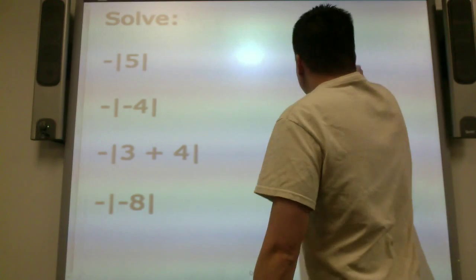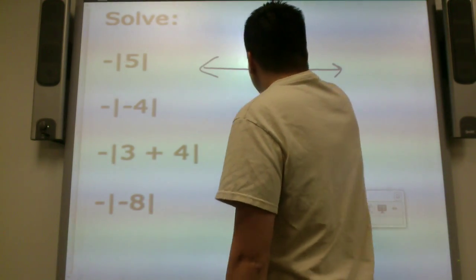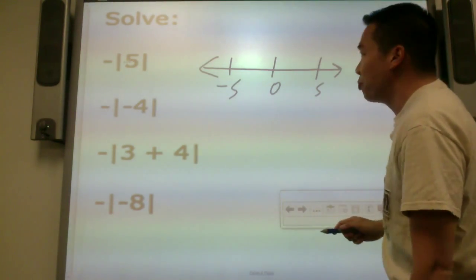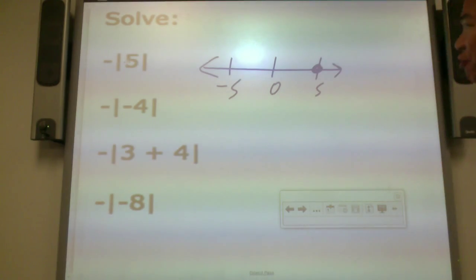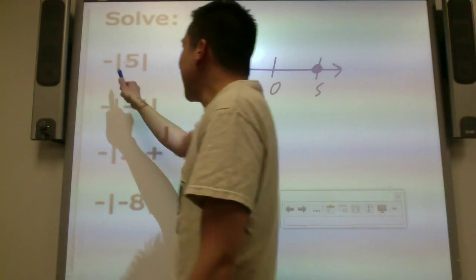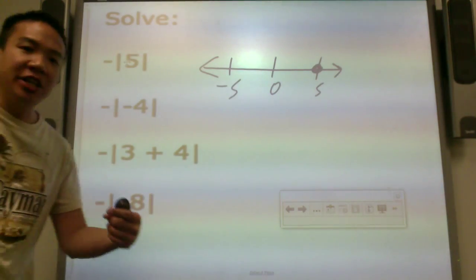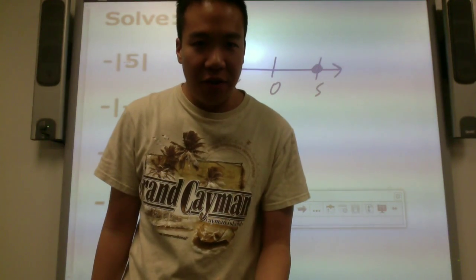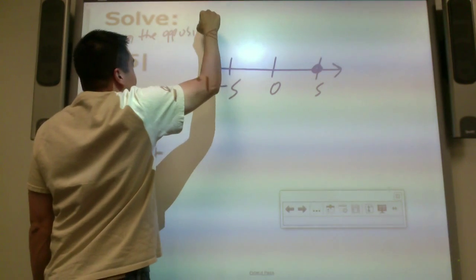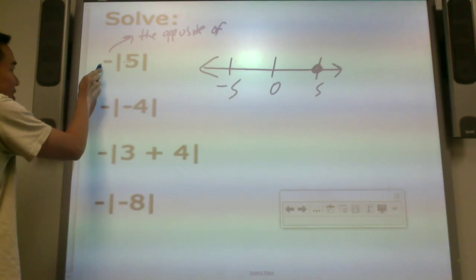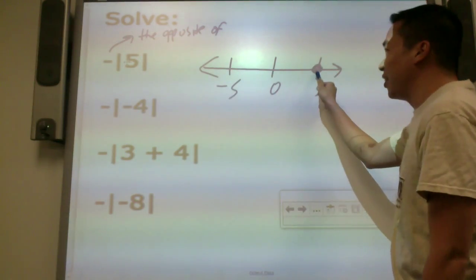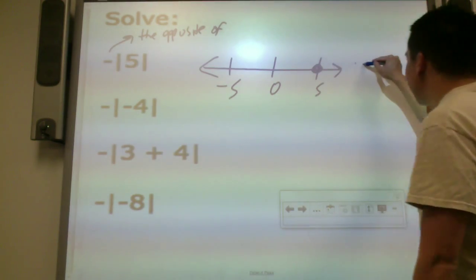So, if I draw a number line, 0, here's 5, here's -5. Absolute value bar of 5. How far is 5 from 0? 5. But then you have a negative. This negative denotes the opposite of. So, this is the opposite of. So what is the opposite of the absolute value of 5? What's the opposite of 5? So, it is -5.